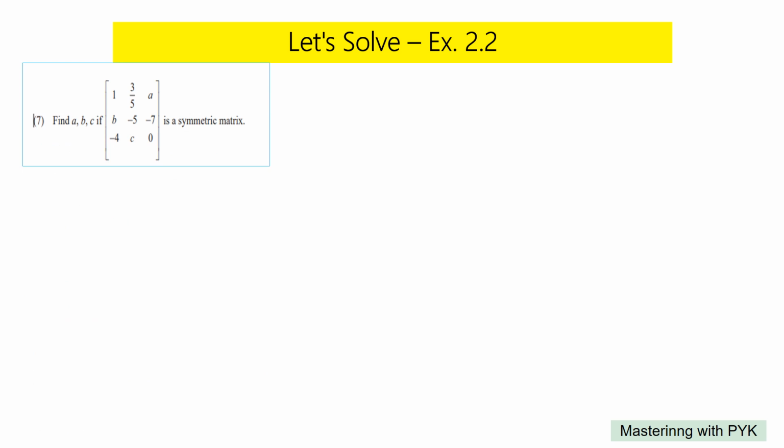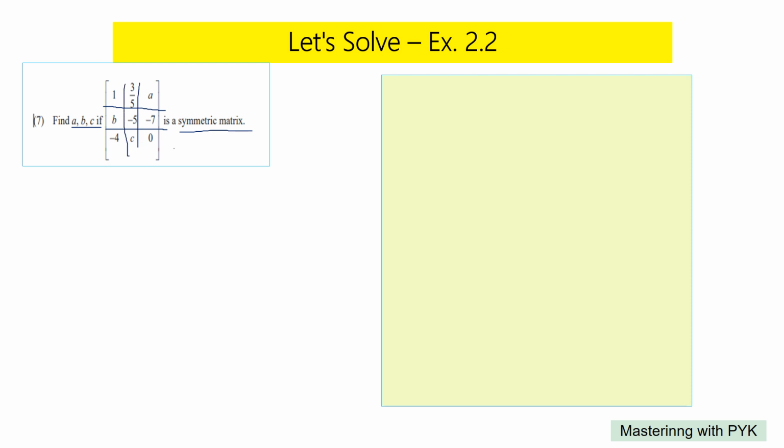So let's go to question number 7. It says that you have to find A, B and C values if it is a symmetric matrix. So what happens in the symmetric matrix? First of all, we'll have to check whether it is a square matrix or not. Here, yes, definitely it is a square matrix because it is 3 cross 3, right? So this is our first check parameter.